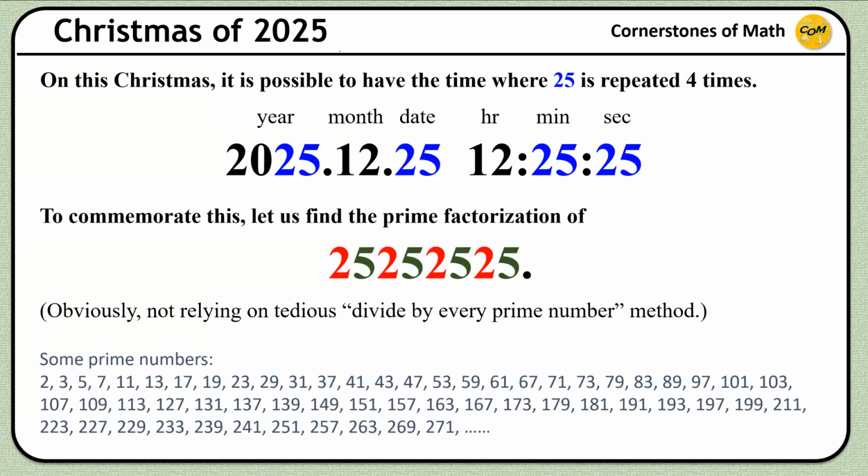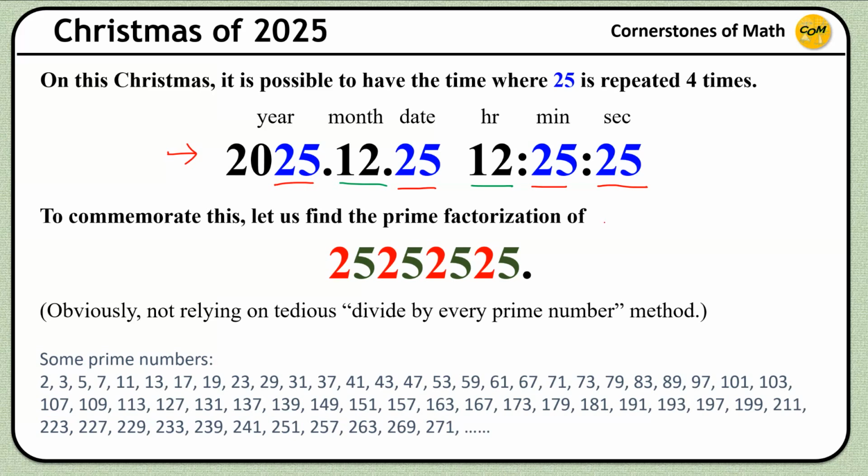This video will be released at 12:30 on Christmas Day Korean time, which is quite close to this special time that occurs during this Christmas. In this year of 2025, it is possible to have the time, the year 2025, December 25th, 25 minutes and 25 seconds past 12 o'clock, where the number 25 is repeated 4 times. And there's also number 12 repeated twice, but that's pretty boring compared to the case of 25.